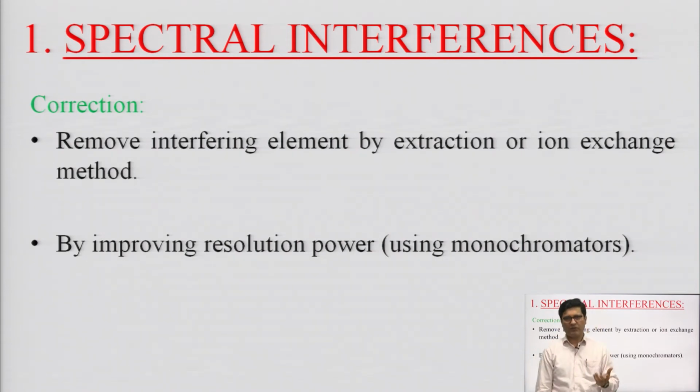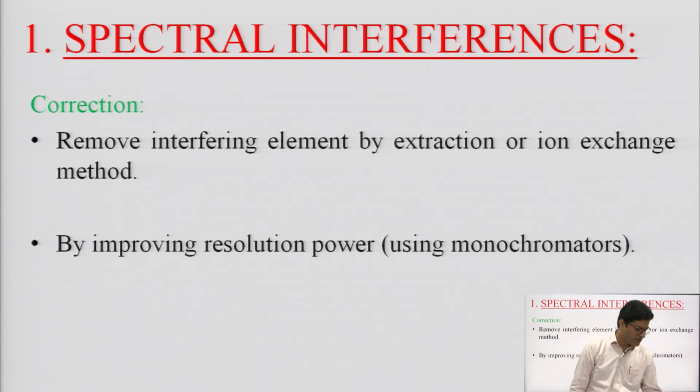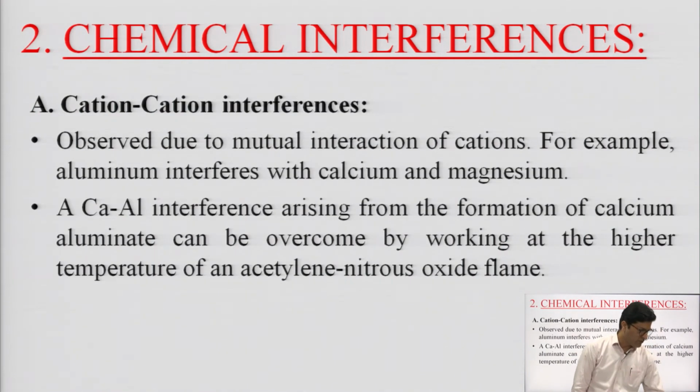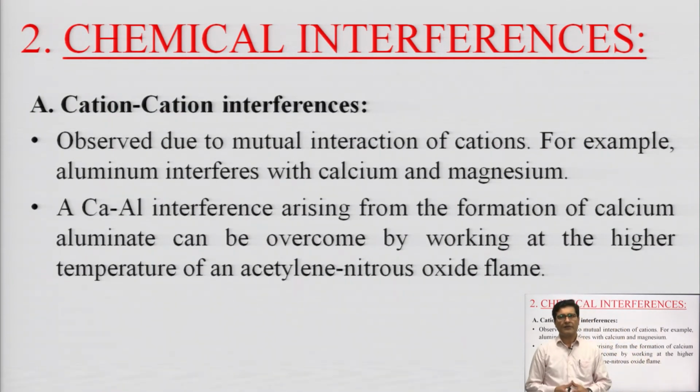So, suppose you are using the prism, instead of the prism you can replace it with the grating, so results would be improved. After this, the second type is the chemical interferences. These are the interferences that generally arise due to chemical interactions. It has several subtypes also, and the first one is the cation interferences.